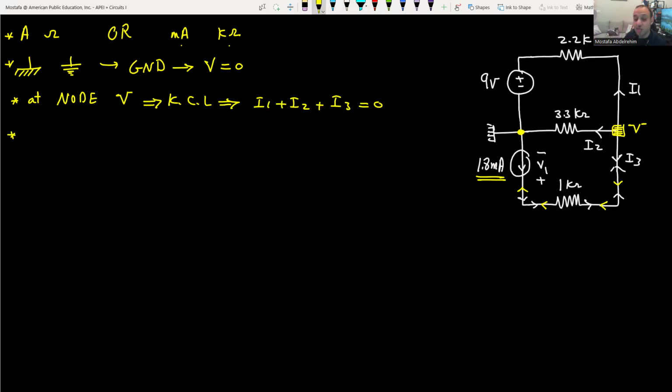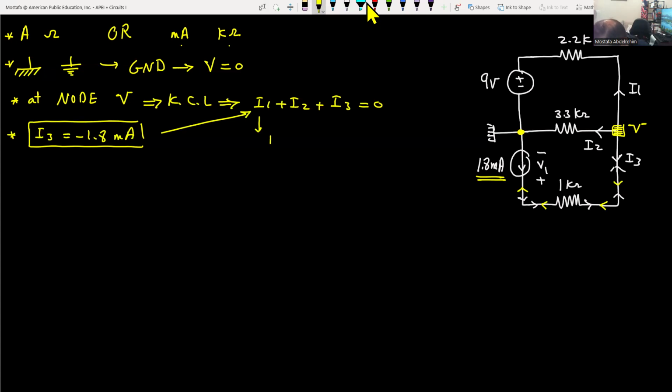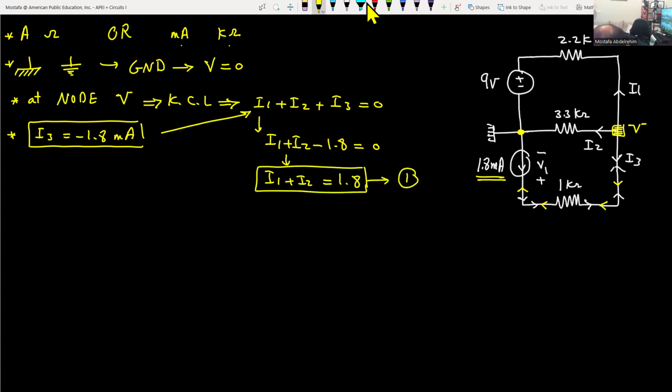So in the branch of the 1.8 milliampere, I3 is actually equal to minus 1.8 milliampere. And keep it again in milliampere because all the resistances are in kilo ohms. And based on that, we can substitute here. So I1 plus I2 plus I3, I3 is minus 1.8, so minus 1.8 equals 0. So from that, I1 plus I2 equals 1.8 milliamperes. And call this number 1.